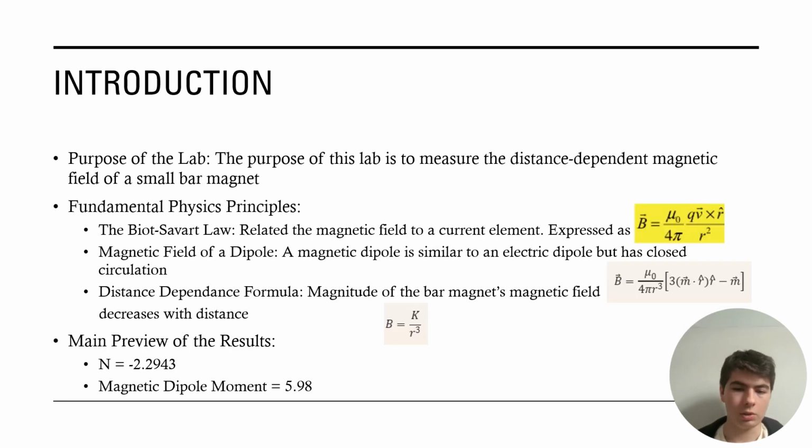So the purpose of this lab is to measure the distance-dependent magnetic field of a small bar magnet. To do this, we use three main laws. The Biot-Savart law, which relates the magnetic field to a current element and is expressed as mu0 over 4 pi q v cross r over r squared.